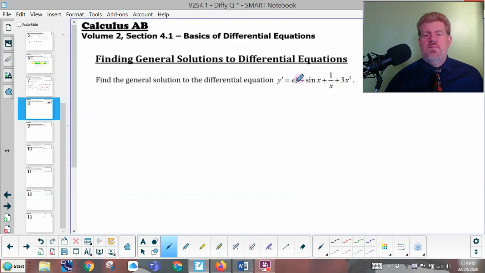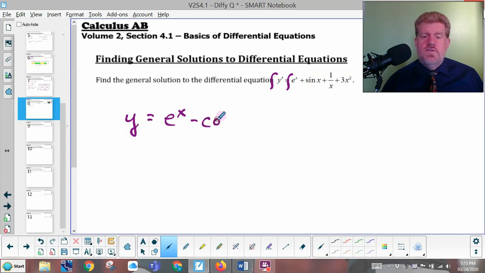So what we have here: y prime equals e to the x plus sine x plus 1 over x plus 3x squared. Well, guess what? Basically, aren't you just taking the antiderivative of everything? What's the antiderivative of y prime? Well, it's y. So technically we're doing this. Then what's the antiderivative of all of this? Well, the antiderivative of e to the x is e to the x. The derivative of sine is cosine, so the antiderivative of sine is negative cosine. The antiderivative of 1 over x is natural log of x, and the antiderivative of 3x squared is x cubed.